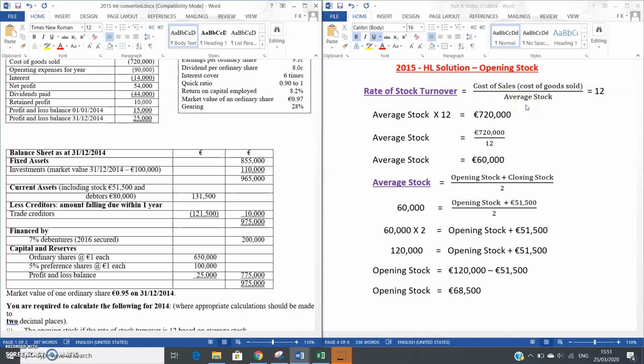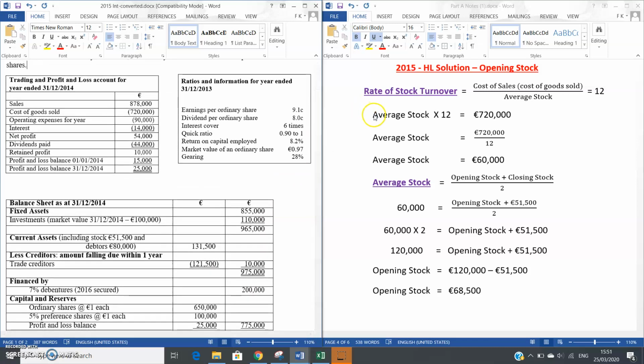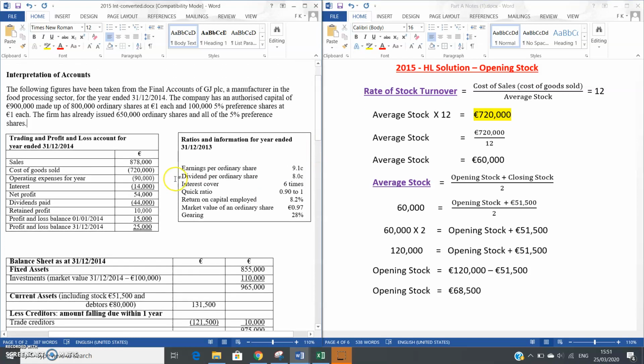Cost of sales, or cost of goods sold, over the average stock is equal to 12, which we're told in the question. Our next step is average stock multiplied by 12 is equal to €720,000, and we got that from our question. So you can see it's called the cost of goods sold in this question. It's the cost of goods sold, sometimes also known as the cost of sales.